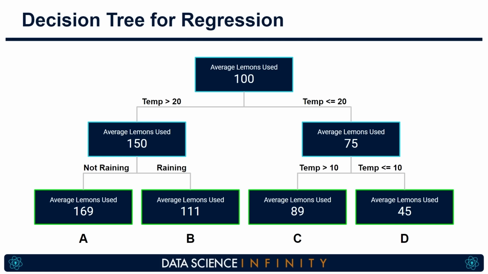Leaf node A is for days where the daily peak temperature is over 20 degrees Celsius and it is not raining. On those days, we expect around 169 lemons to be used. Leaf node B is for days where the daily peak temperature is also over 20 degrees and it is raining. On those days, we expect around 111 lemons to be used. Leaf node C is for days where the daily peak temperature is greater than 10 degrees but less than or equal to 20 degrees. On those days, we expect around 89 lemons to be used. Leaf node D is for days where the daily peak temperature is less than or equal to 10 degrees. And on those days, we only expect to use around 45 lemons.